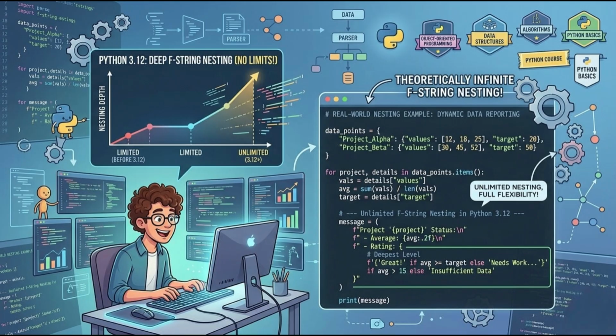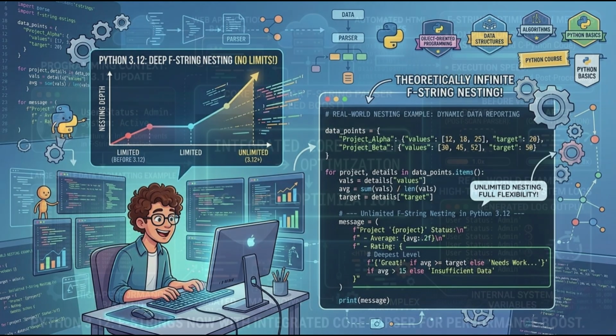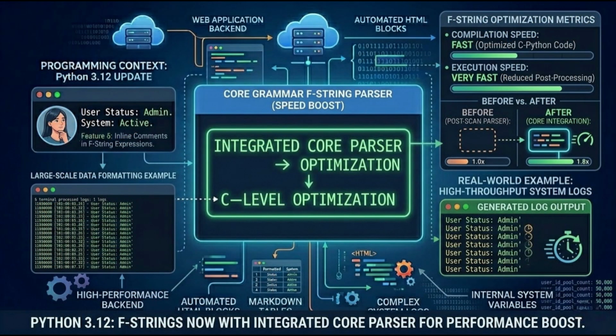Beyond cleaner code, Python 3.12's new f-string parser delivers significant performance optimizations. Because the expression parsing is directly integrated into the core grammar rather than running as an isolated post-processing string scan, f-string compilation and execution speed are notably faster. Your data-intensive text formatting operations are now highly optimized at the CPython level.